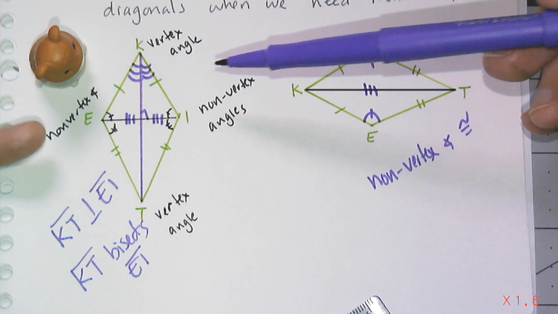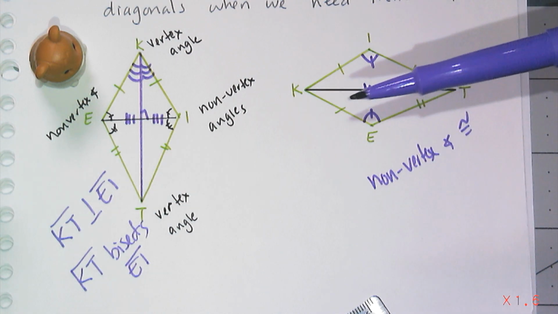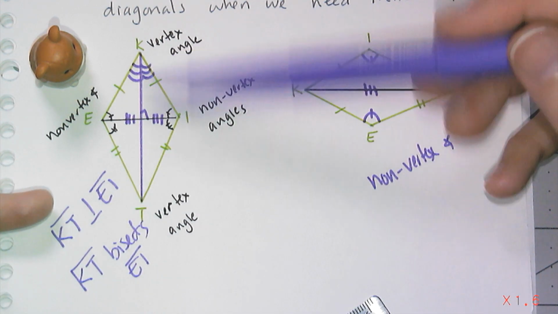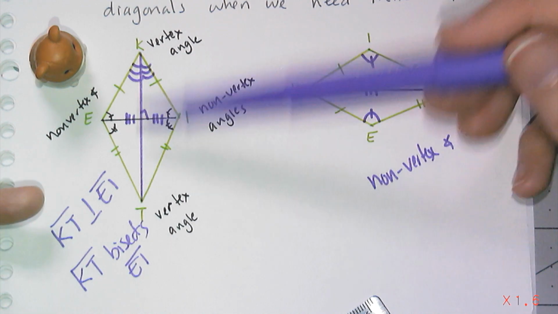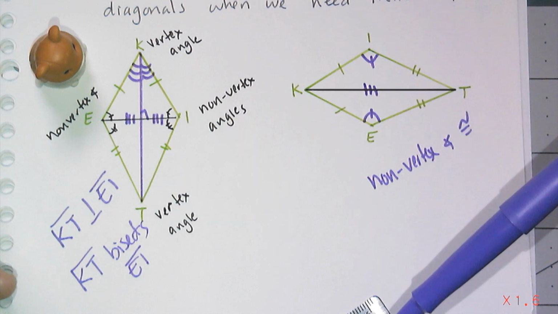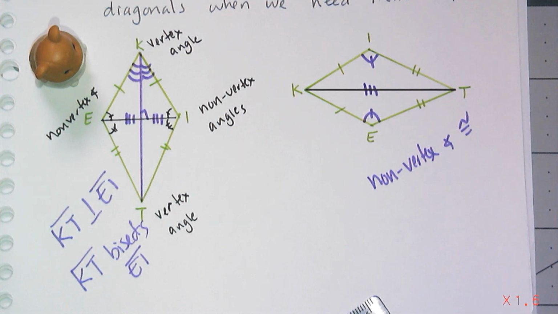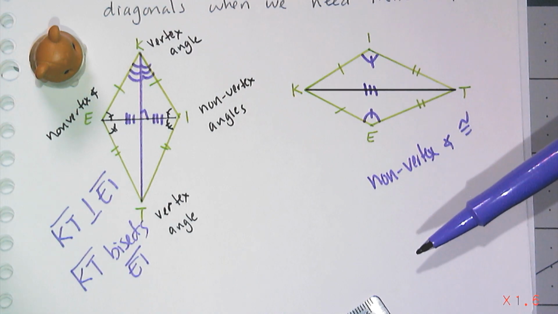So now just being able to add those two diagonals in, I can prove so much. I have perpendicular diagonals. I have one diagonal bisecting the other. I have one diagonal bisecting two angles on the kite. And I have the non-vertex angles being congruent, all from just knowing a little bit about triangles.